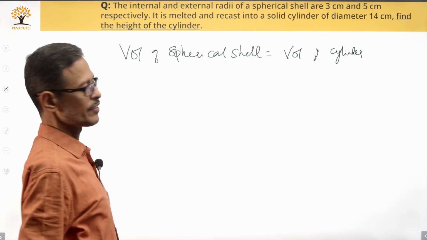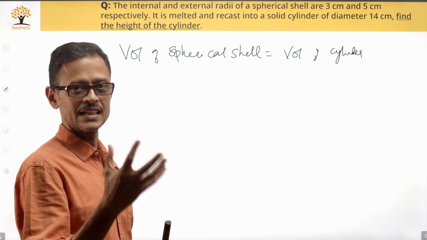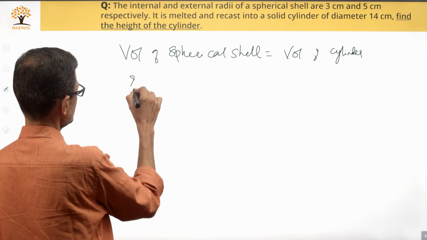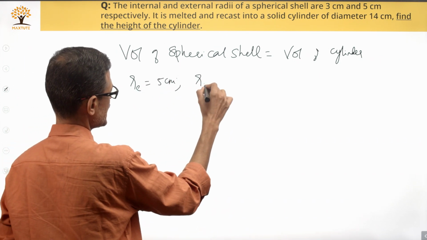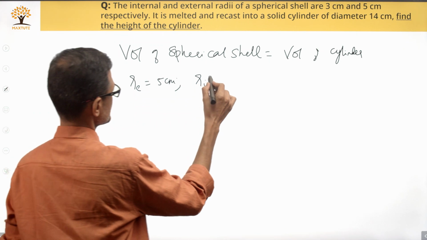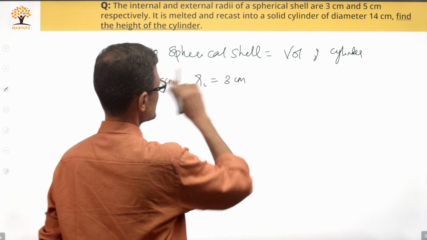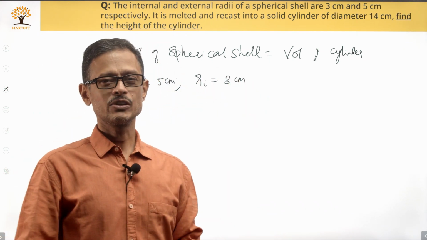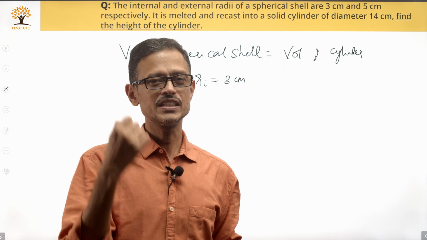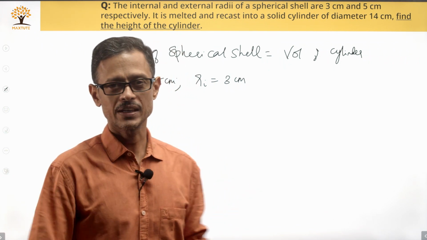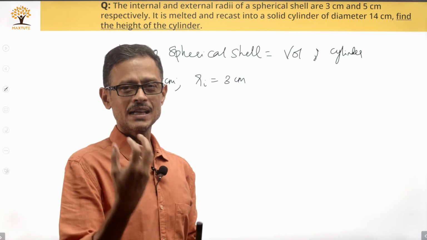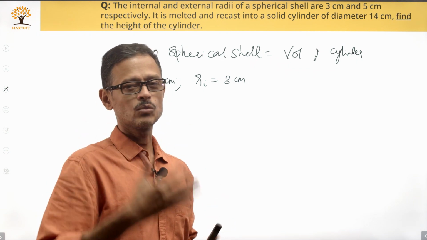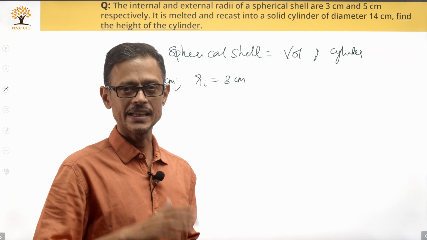What data do we have for the spherical shell? We have its external radius, we'll call that Re, which is equal to 5 centimeters, and its internal radius, let's call it Ri, which is equal to 3 centimeters. These are the only relevant data that we need. For a sphere, you just need the radius to compute its volume. It's a spherical shell, so you need the external volume and the internal volume. Subtract the internal hollow space volume from the external volume, and you get the volume of the spherical shell.